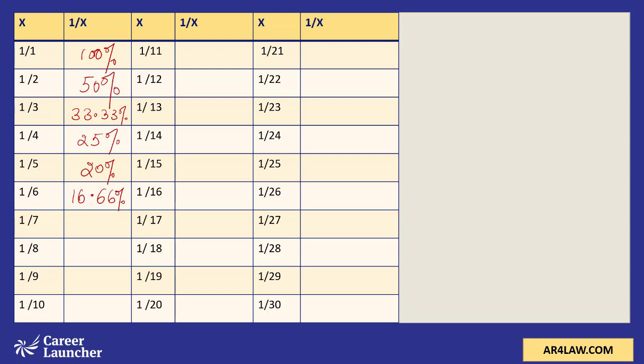As I told you, I'm here to make your job easier. So how can I remember this? 7 2s are 14. 14 2s are 28. So 1 by 7 is 14.28. 1 by 8 can be calculated by simply dividing 1 by 4 by 2. So what is half of 25%? It is 12.5 percent. So we've reached till 1 by 8.